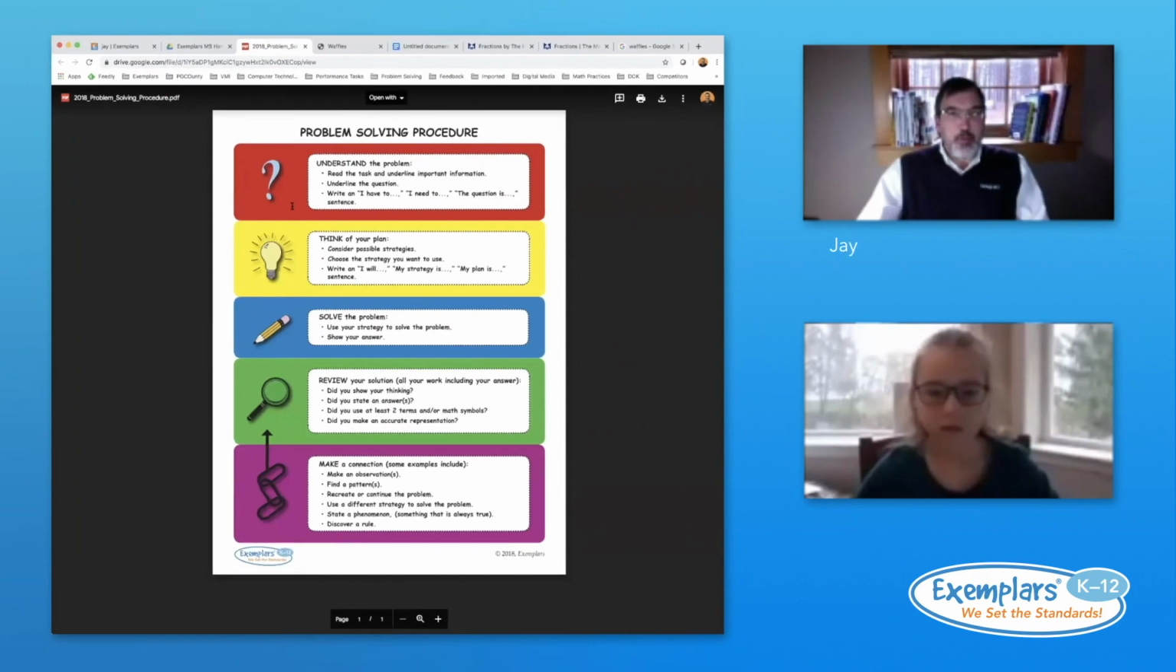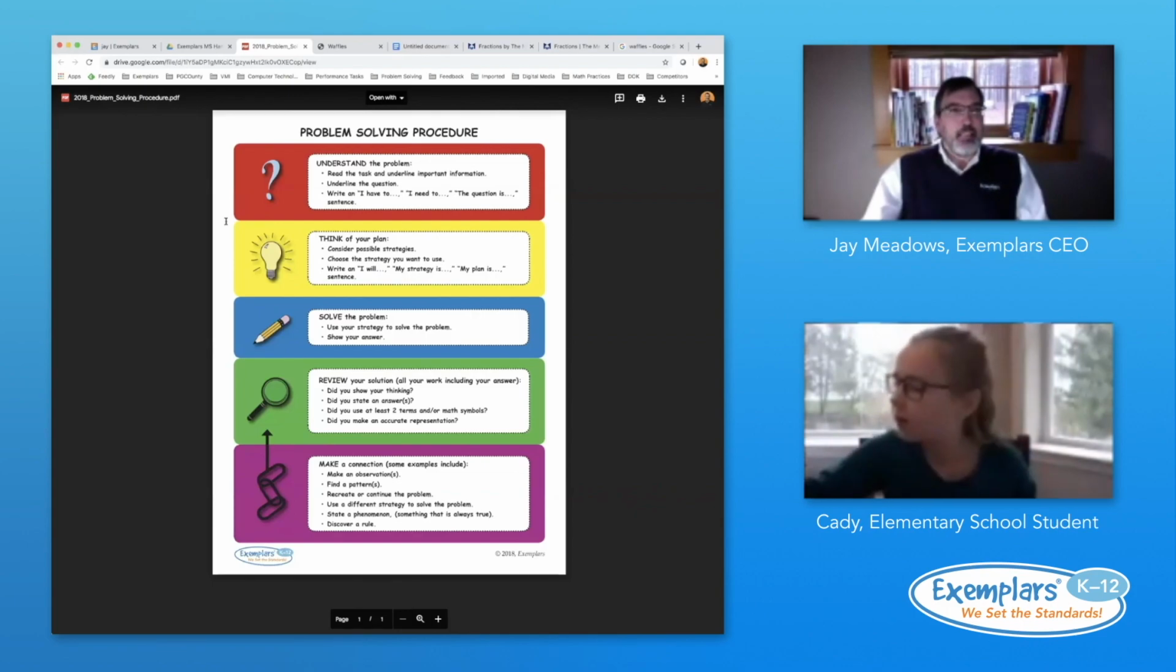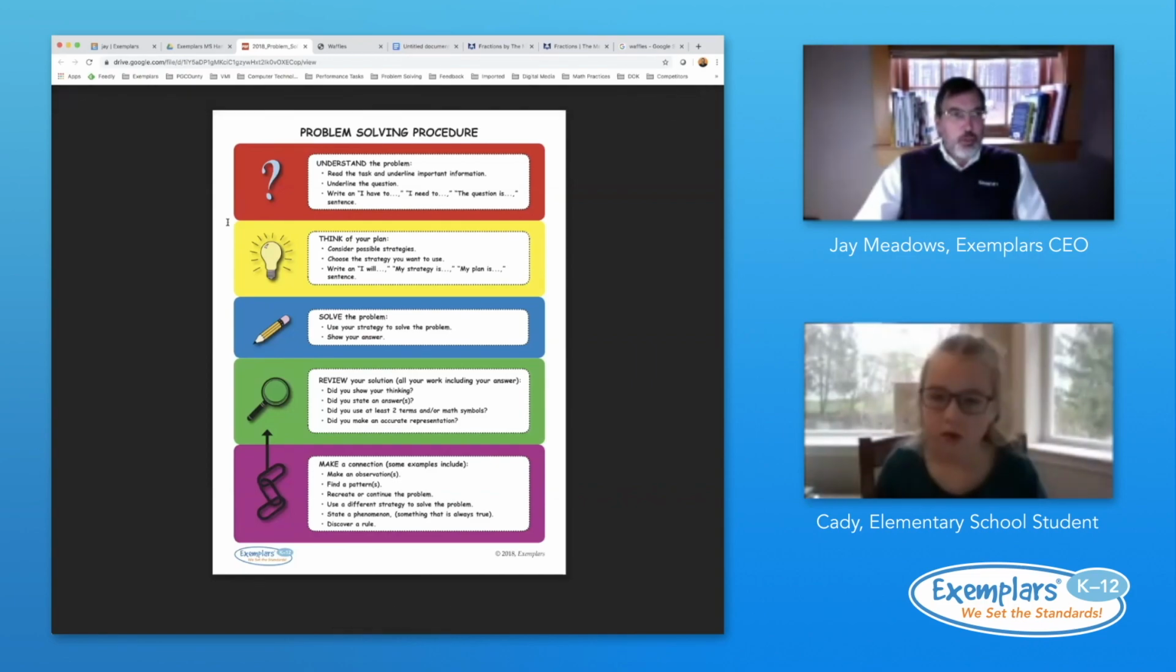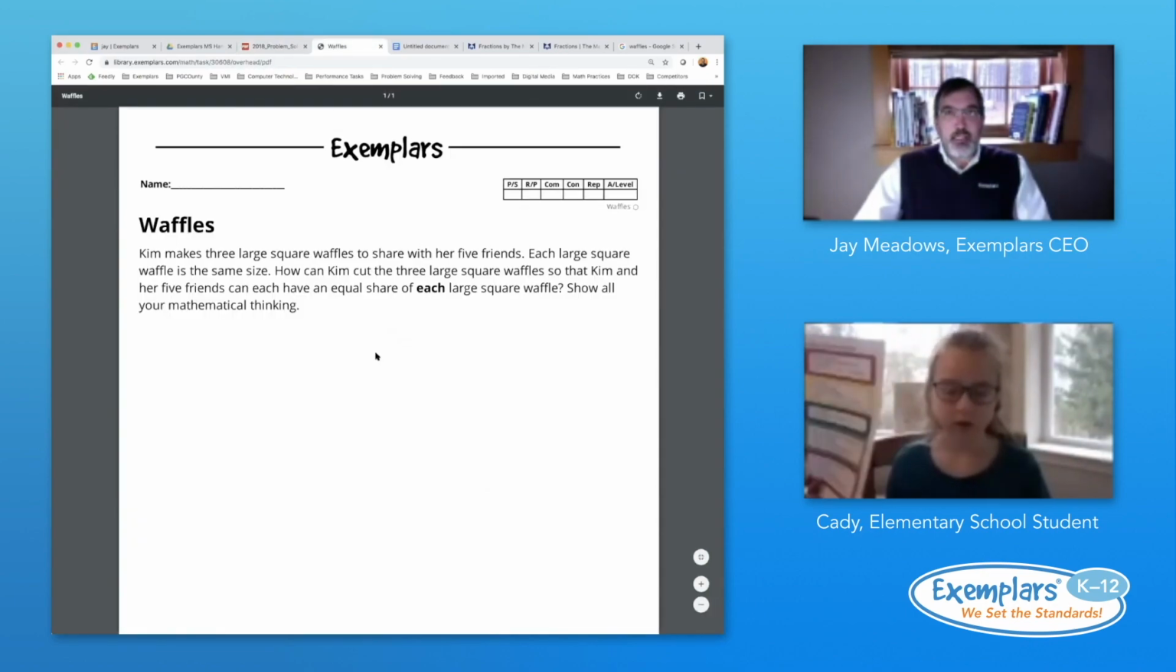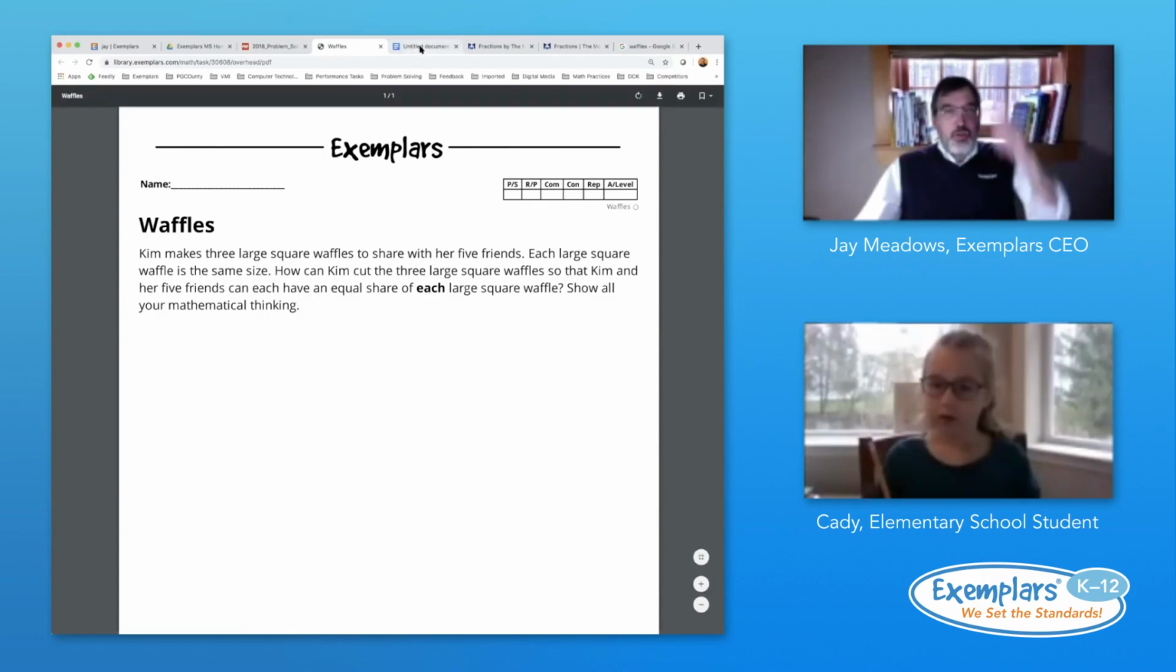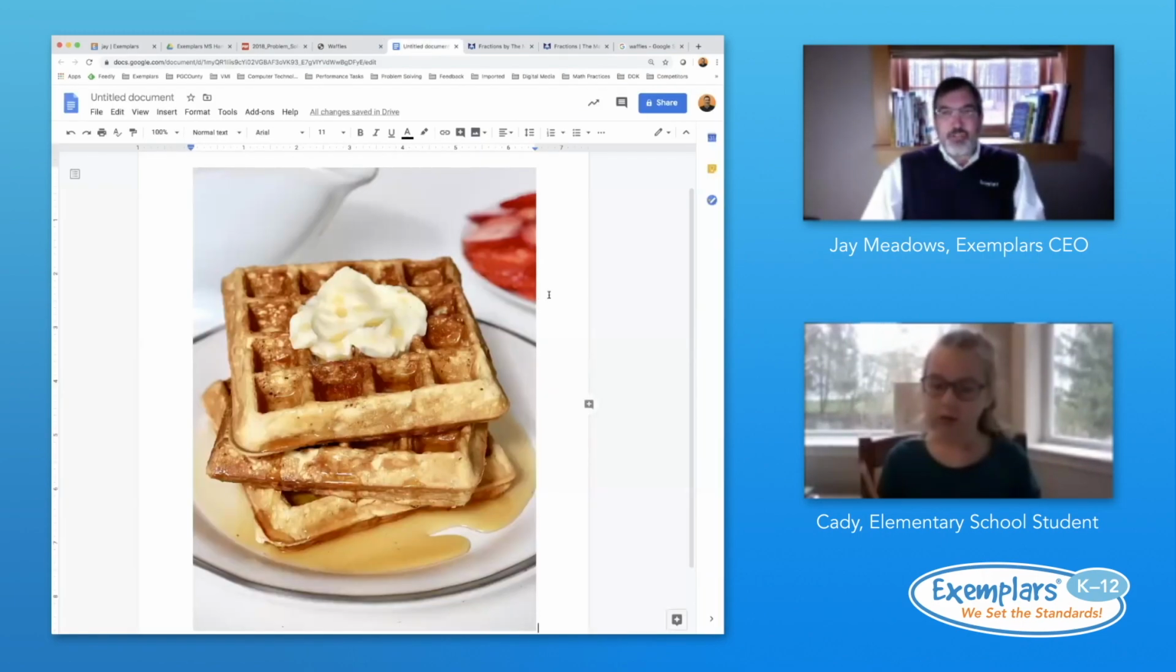So, do you have a copy of this? The problem-solving procedure. Yes. Okay. Problem solving procedure: understand the problem, think of your plan, solve the problem. So you have a copy of the problem-solving procedure. Yep. Okay. And you have a copy of the exemplars task. Yep. Okay. Have you ever seen anything like this?